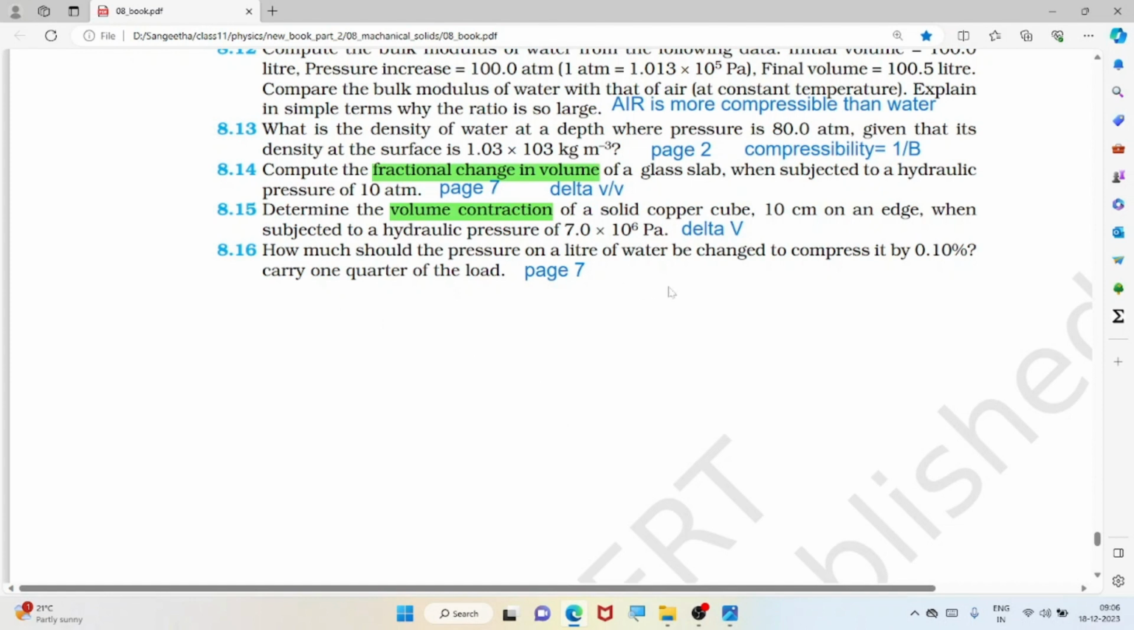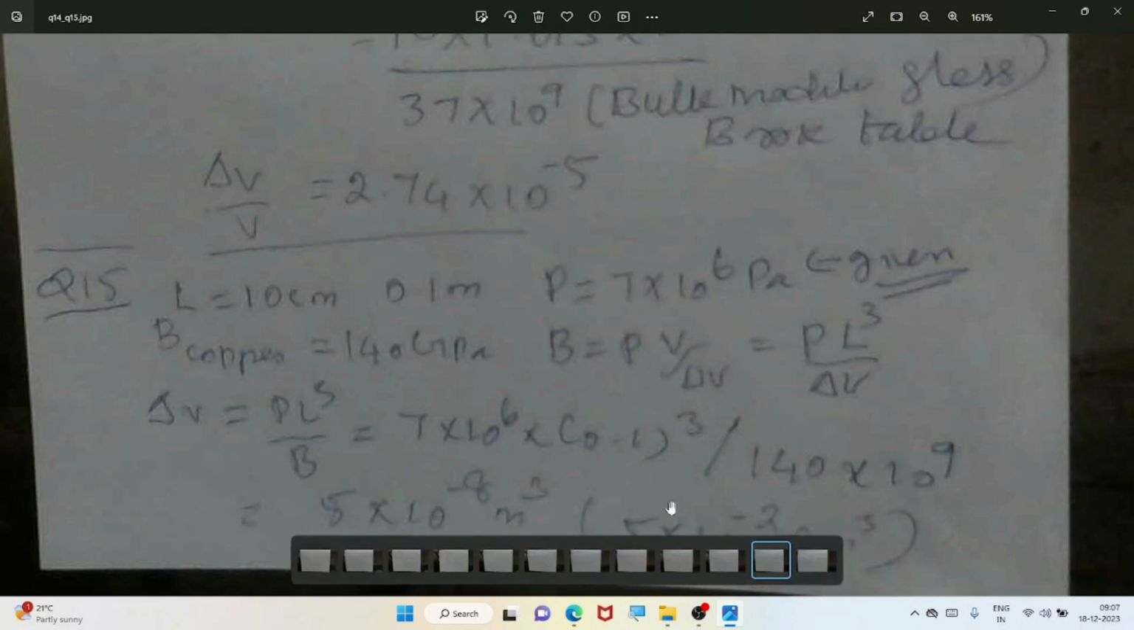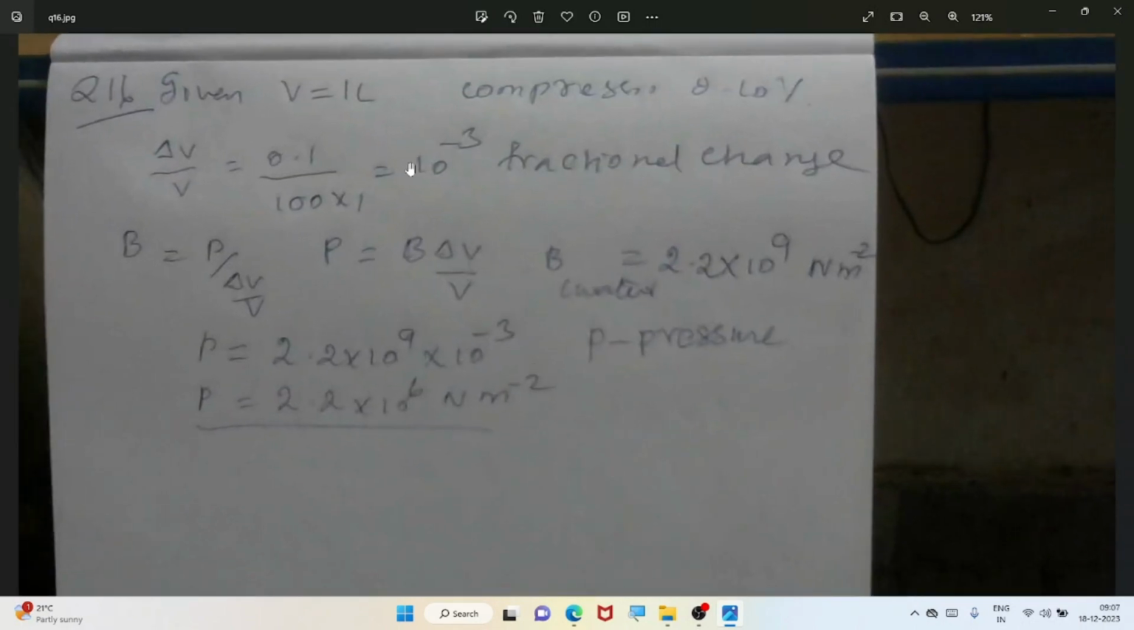How much should the pressure on a liter of water be changed to compress it by this much percent? Compression 0.1%, 0.1 by 100 into volume 1 liter. Okay, fractional change, this is delta V by 10 power minus 3. Bulk modulus is pressure by change in volume, so pressure equal to bulk modulus into change in volume. B of water they have given, B of water is this much. So P equal to this is the pressure. We have to apply this much pressure.